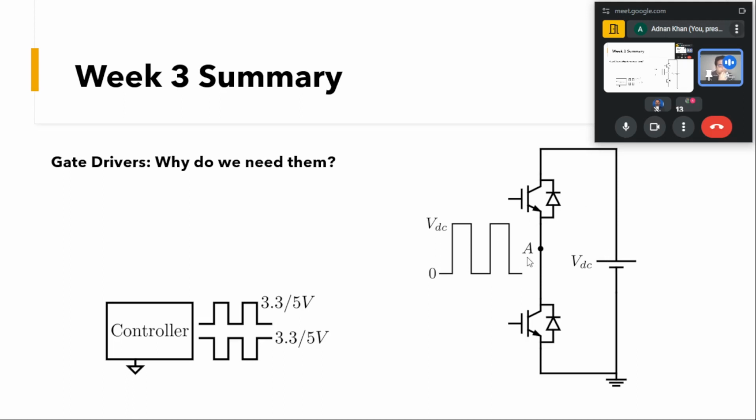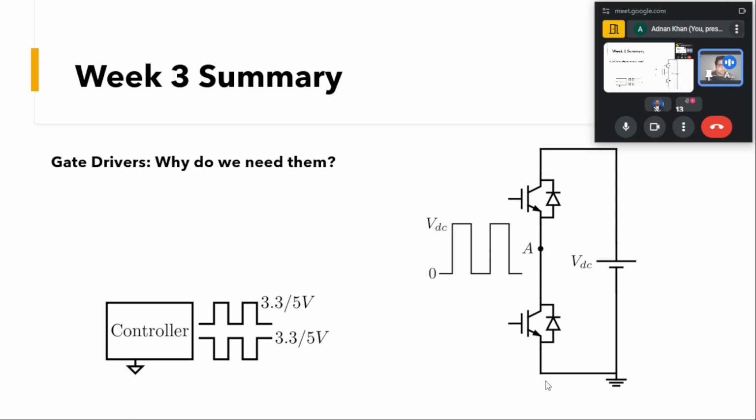So the voltage at this point will vary from 0 to VDC, and whenever we have to turn on this device, we have to provide the voltage with respect to the emitter, VGE. So here we have to give these voltages with respect to this floating voltage that is there at point A. So our gate driver should be able to provide this VGE voltage with respect to this floating point A, and this is the case with the top side devices.